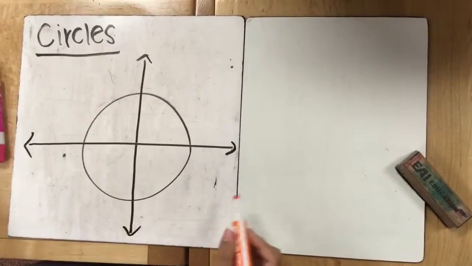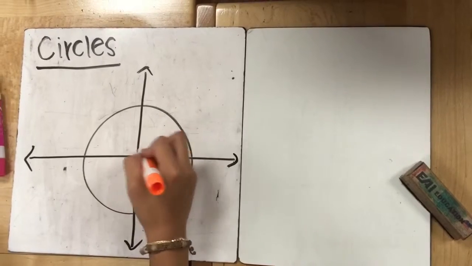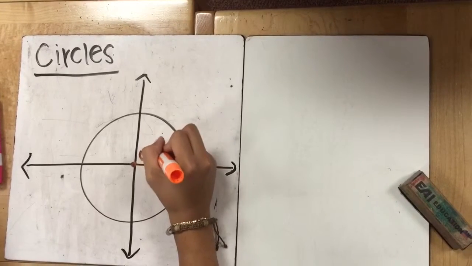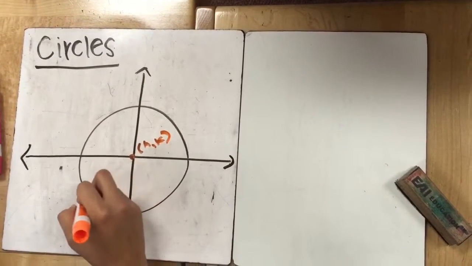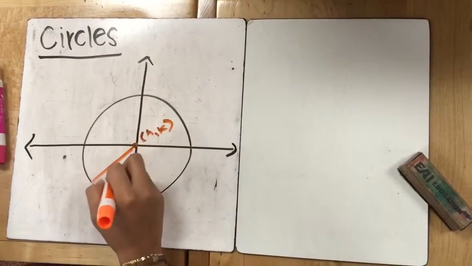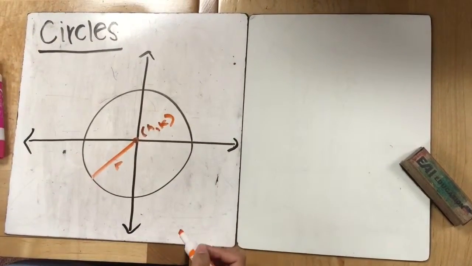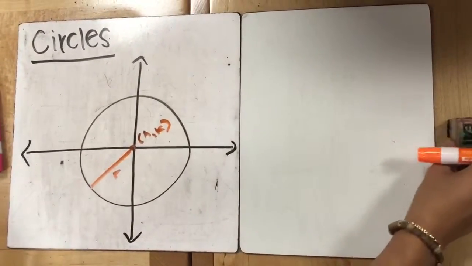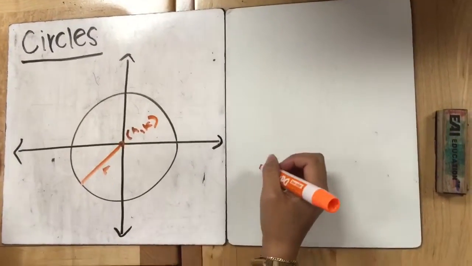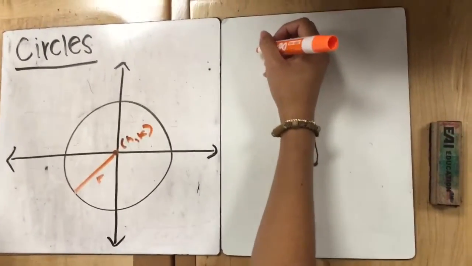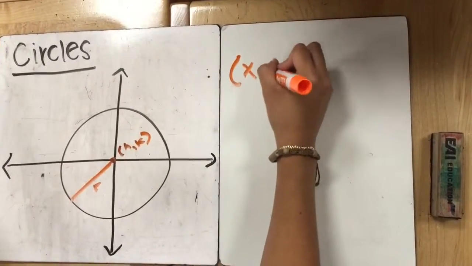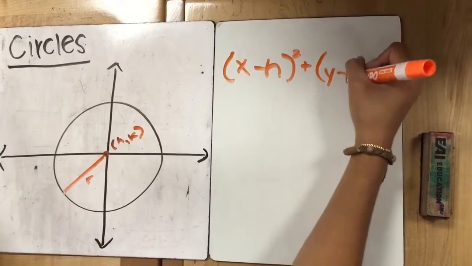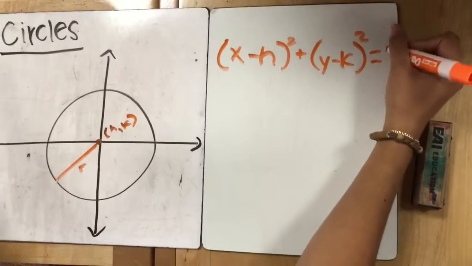So here we have our circle, and in the middle is going to be our origin, or our center, which is h, k. The distance from the outside of your circle to the center is known as r, your radius. To find the radius, you can use the distance formula when you're trying to solve. So our standard circle equation is x minus h squared plus y minus k squared is equal to r squared.